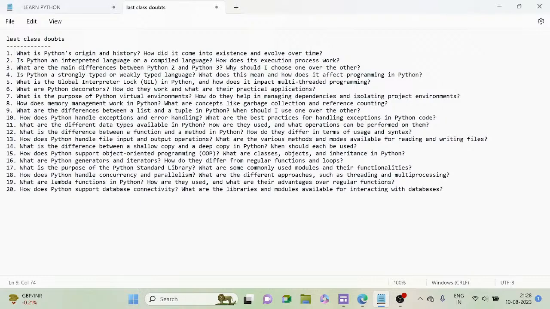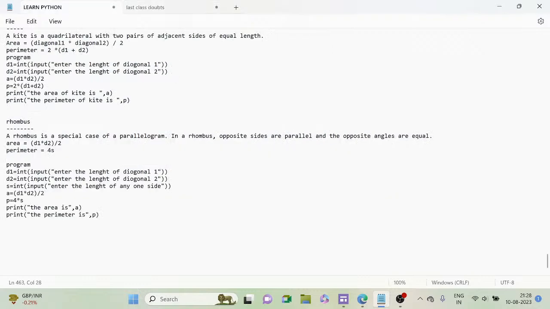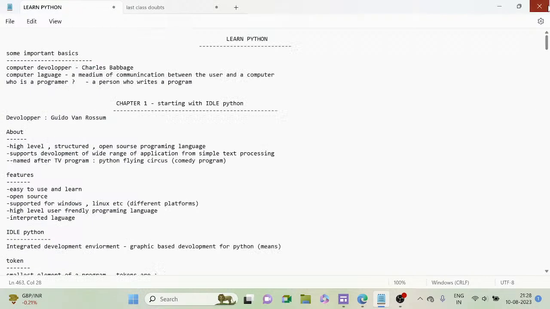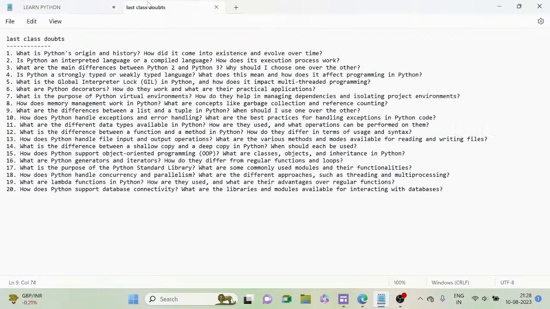What is the purpose of a Python virtual environment? It will make our work easy. If we need to program a robot, it's also possible, and simple text processing can be converted to games. All that we have discussed in the first sessions. You can see that it is a high level, open source programming language with a wide range of applications. It's named after a TV program.